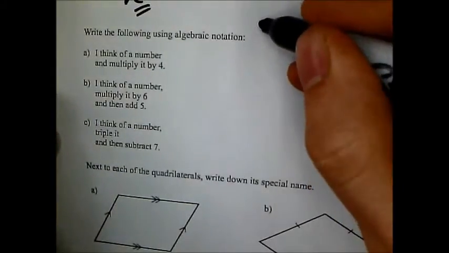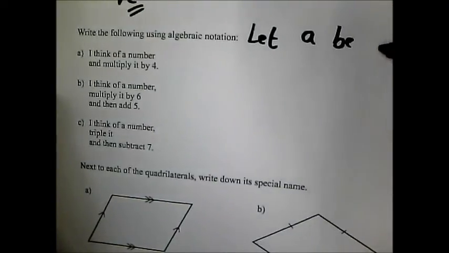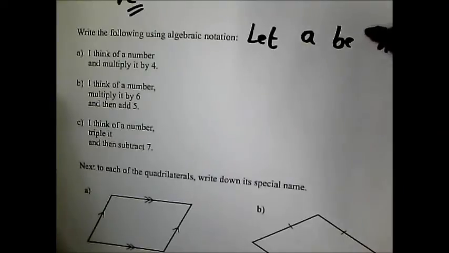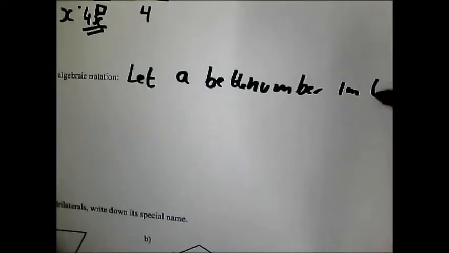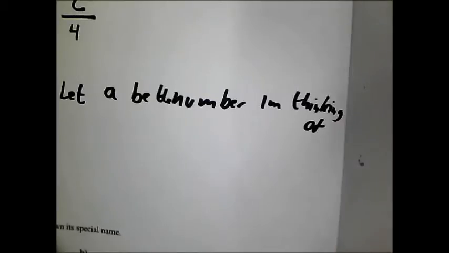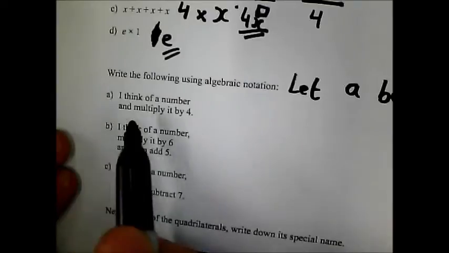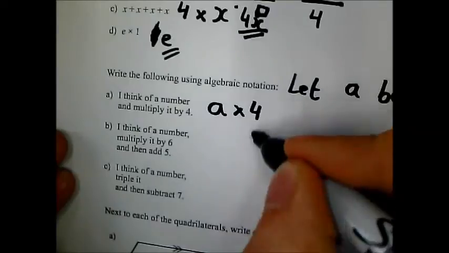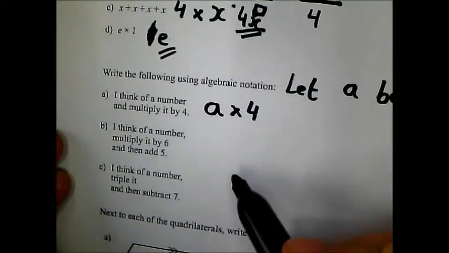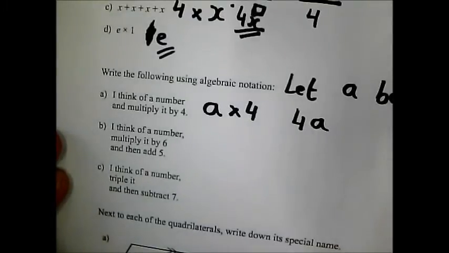Okay, let's look at these ones here. For all of these questions, I'm going to let a be the number I'm thinking of. So every time I put an a, that's the number I'm thinking of. So here, I think of a number, a, and I multiply it by 4. It looks like that, and then you don't put a multiplication sign in, so you put the number first, 4, and then the letter a.